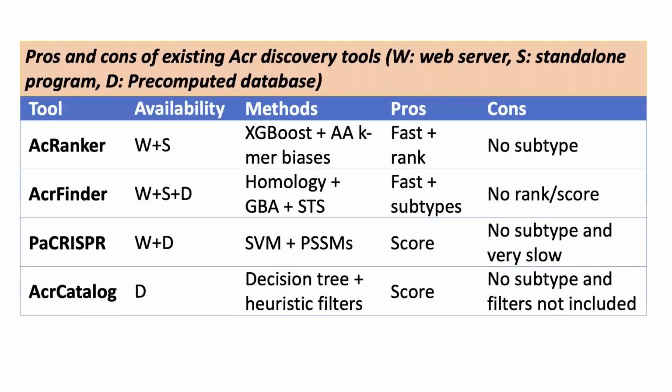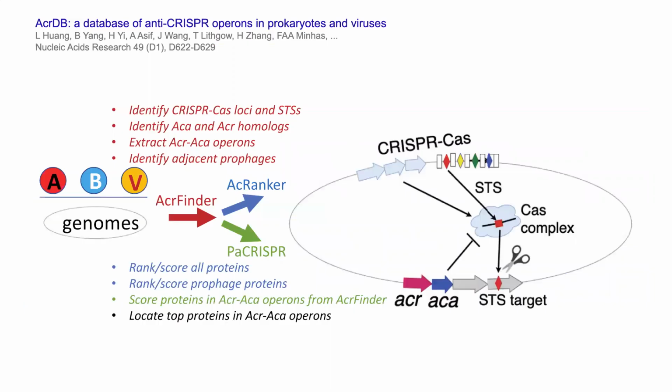So here we show the pros and cons of the 4 tools. AcrFinder is the only tool that can tell you not only if a protein is ACR or not, but also what subtype it is. However, it does not report a score or a rank. PaCRISPR is super slow because it requires searching against UniProt to build a PSSM. And AcrCatalog does not provide code for predictions or filtering.